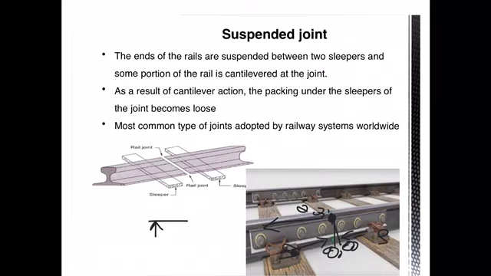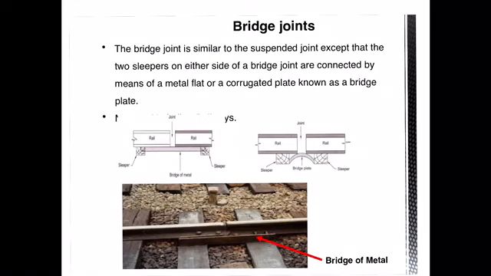This particular type of joint is most commonly adopted in railways worldwide, and it has also been popularly used in our Indian railway system. The next type is the bridge joint.